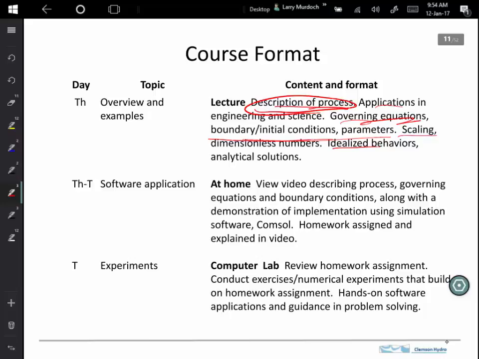So that'll be between Thursday and Tuesday, and then on Tuesday, we'll meet in the computer lab, and this will be a meeting of the class. What I want to do there is spend time reviewing the homework assignment, and if you have questions and problems, we can go over it there.